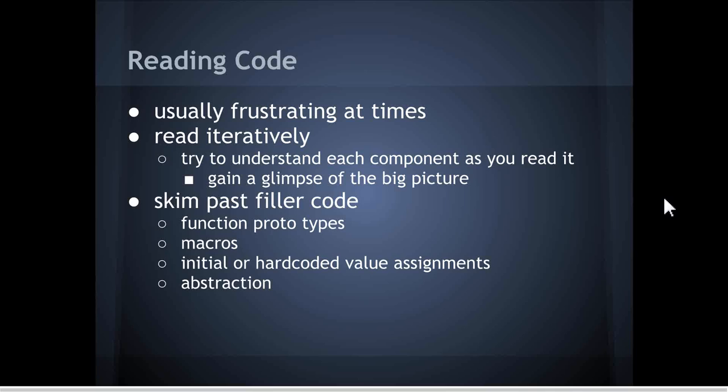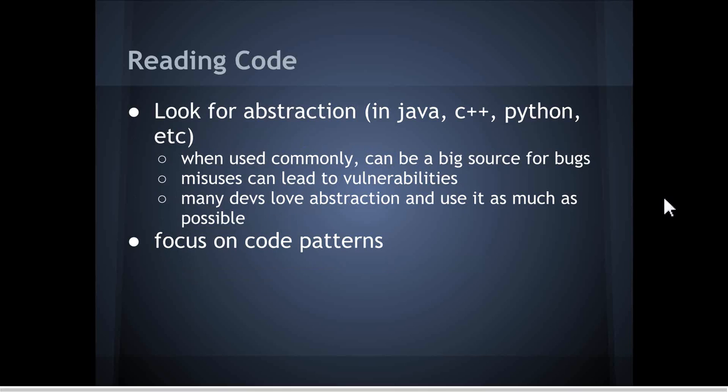You know, skip past things like function prototypes, constructors, macros, initial or hard-coded stuff, global variables like that, and any sort of abstraction. Though abstraction can be important, all these things could be important in a vulnerability, but they themselves are not going to be the vulnerability. Sometimes it is important to look at abstraction.